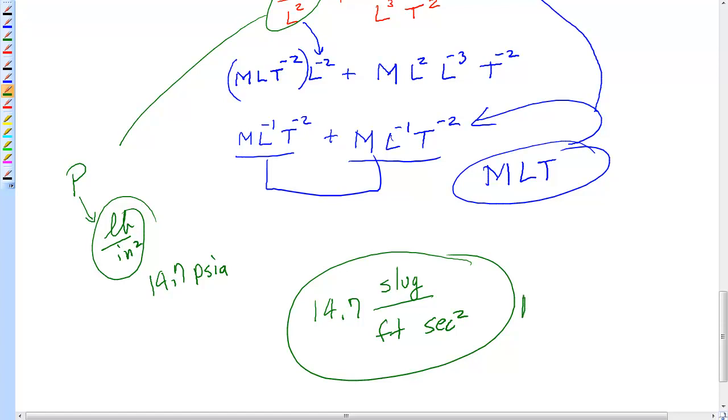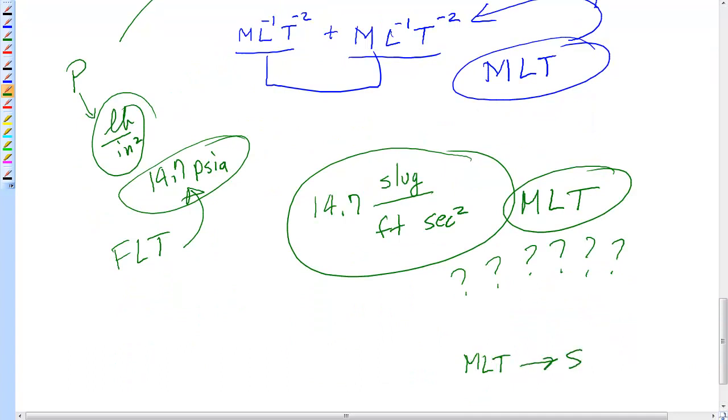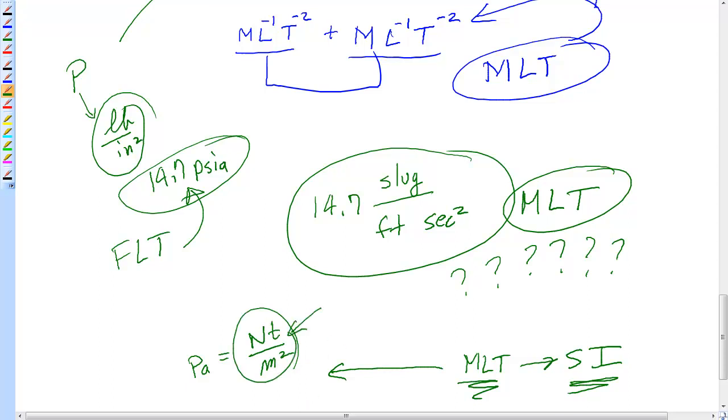So the MLT representation of pressure leaves a lot to be desired. It has no real physical interpretation. The FLT representation of pressure has a simple, easy to understand connotation to it. It's the pounds per square inch. So very often you may be in the MLT system, for example SI, and pressure is represented in the MLT system, being SI, as pascals or Newton per meter squared or bars or something like that. But in essence, the physical interpretation of pressure is best suited to an FLT representation, not an MLT representation.